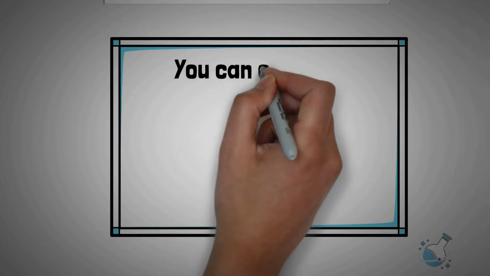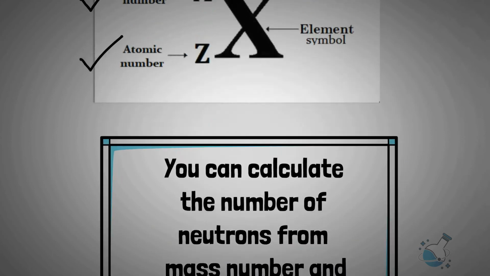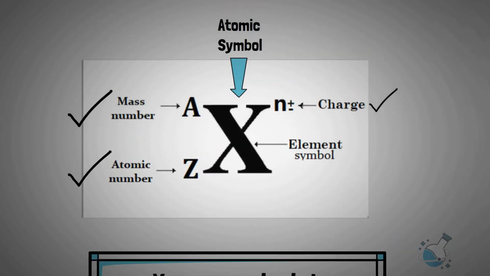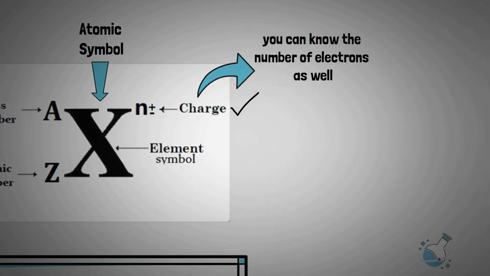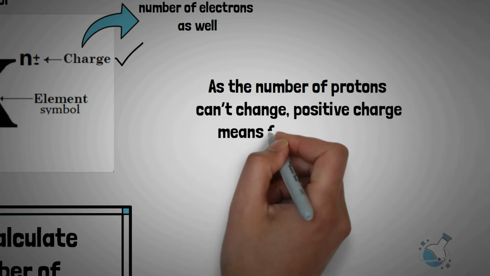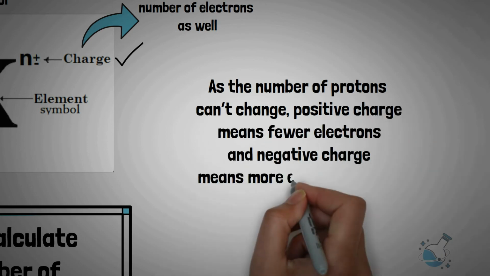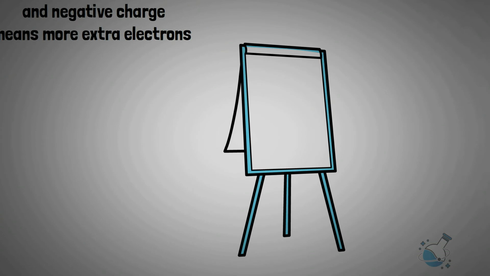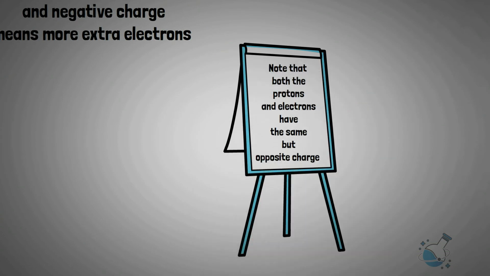You can calculate the number of neutrons from the mass number and atomic number. Also, the charge of the atom is written on the upper right corner. So, you can know the number of electrons as well. As the number of protons cannot change, a positive charge means fewer electrons, and a negative charge means extra electrons. Note that both the protons and electrons have the same, but opposite charge.